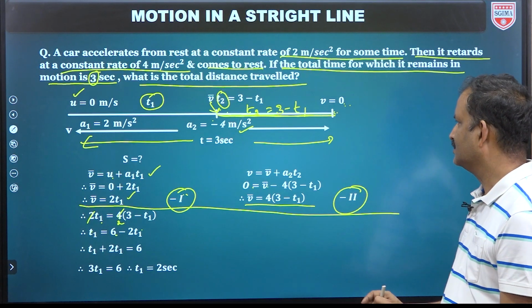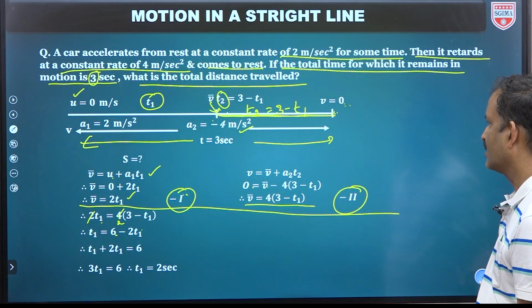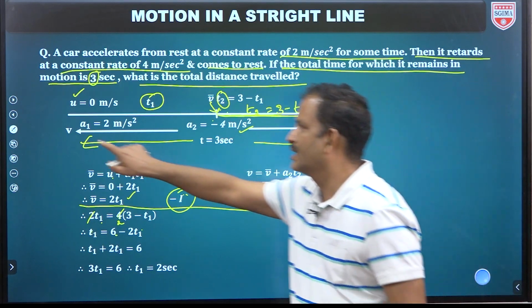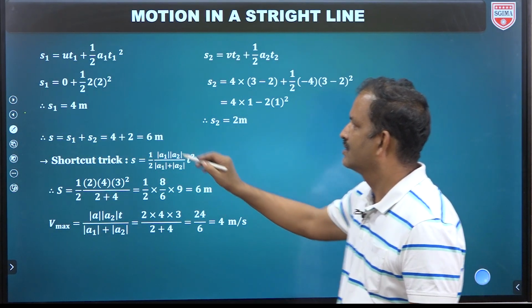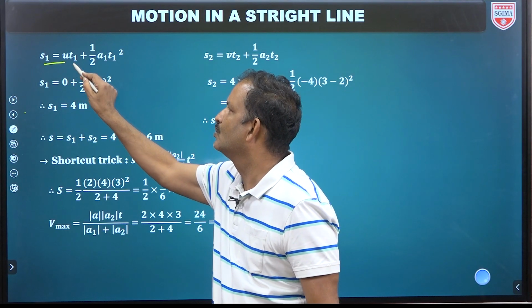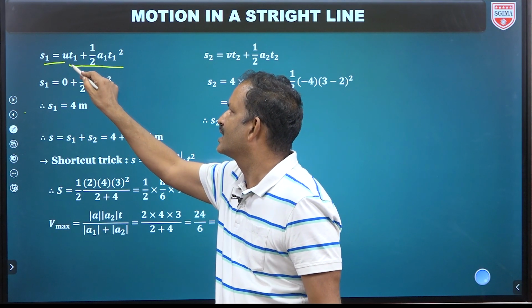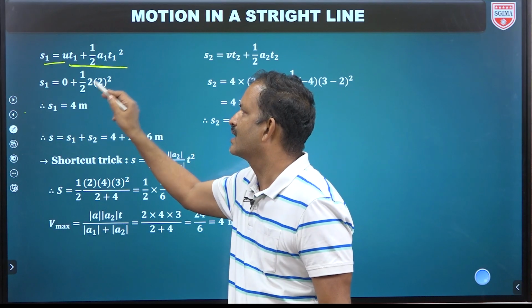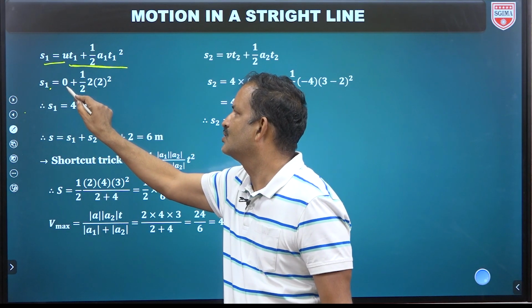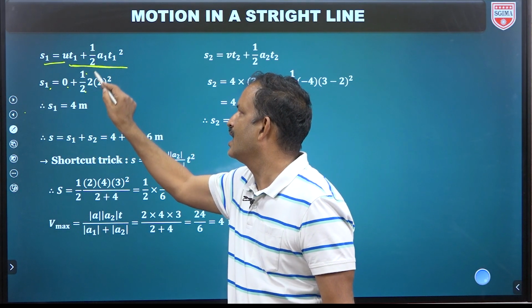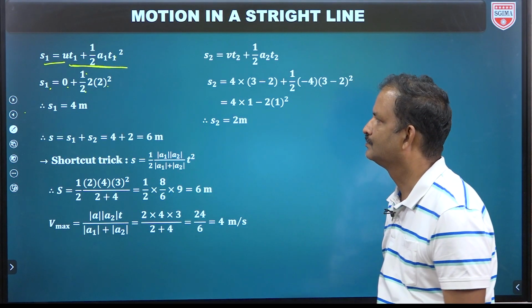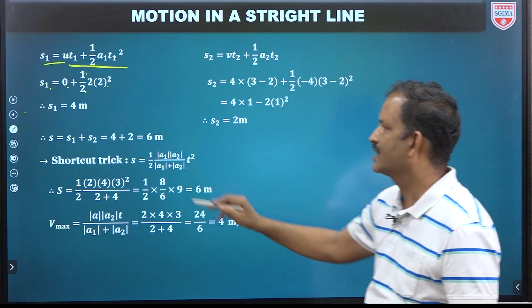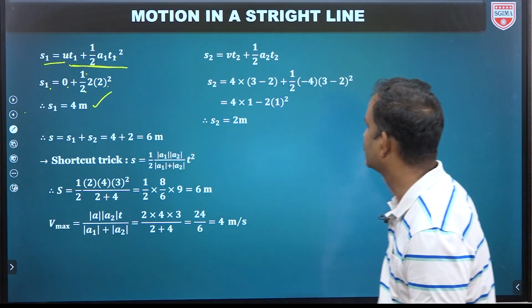So, what can we write now? t1 is equal to 2 seconds. Then first, s1 is equal to u t1 plus half a1 t1 squared. Initially u is 0, a is 2, t1 is 2 seconds. Then the first distance is 4 meters.